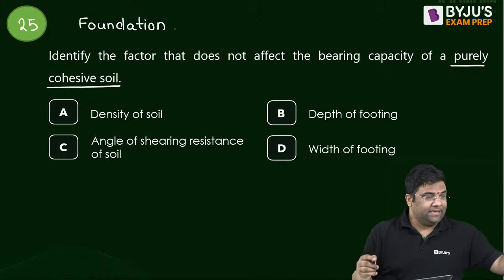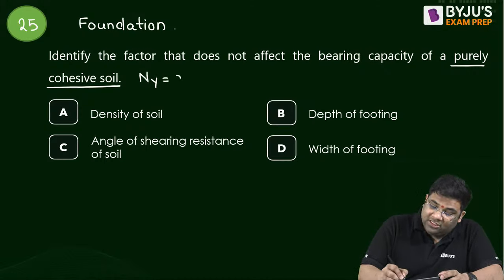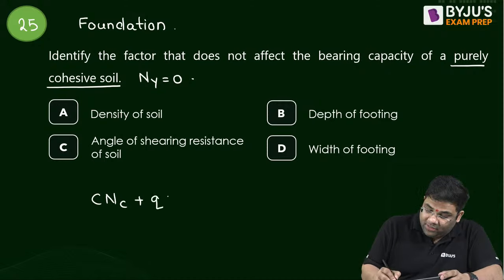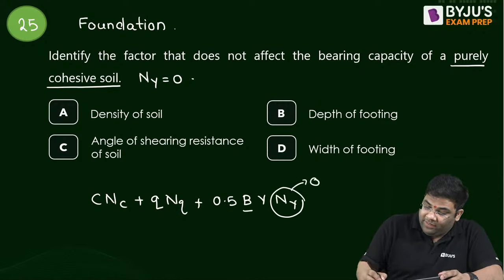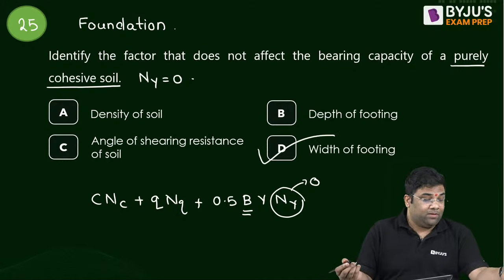Yes, the answer is D. Because in purely cohesive soil, N gamma is 0. So when N gamma is 0, what is the formula? c N c, q N q plus 0.5 B gamma N gamma. When N gamma is 0, the width will have no effect on the bearing capacity. So the answer is width of the footing.